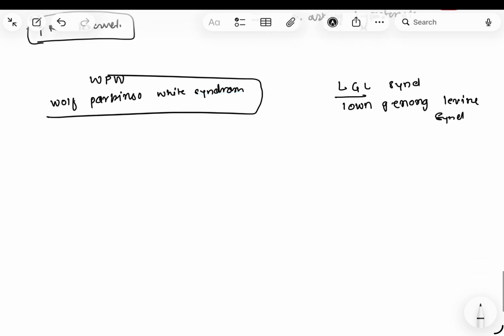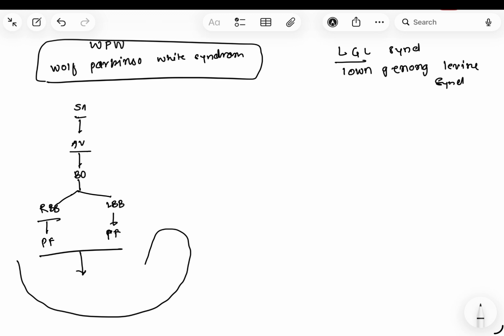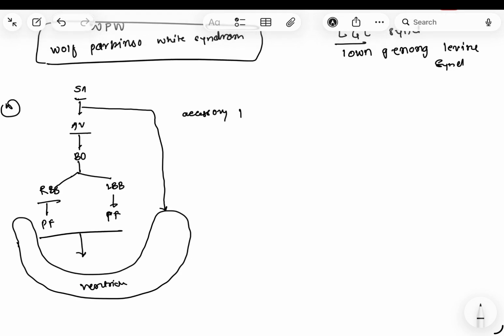The first one is WPW syndrome. Normally there is conduction from the SA node to the AV node to the bundle of His to the right bundle branch and left bundle branch, and it gives rise to Purkinje fibers. This will depolarize the ventricles, right? This is the normal one. Now what happens in Wolff-Parkinson-White syndrome is that there is an accessory conduction directly from the atria to the ventricles. So this is the accessory pathway through which conduction occurs. This accessory pathway is called the bundle of Kent.